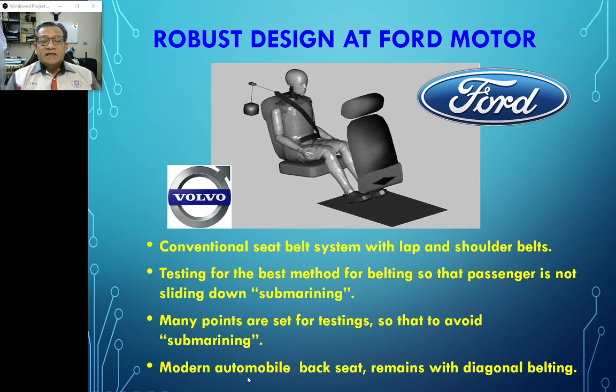Bottom line is, in the current automobile back seat, normally what is left is the diagonal belting on the left and right passengers, whereas the central passenger sitting at the back seat remains with the lap belt for protection. So that is the robust design at Ford Motor that we are discussing in this chapter 12 on robust design.